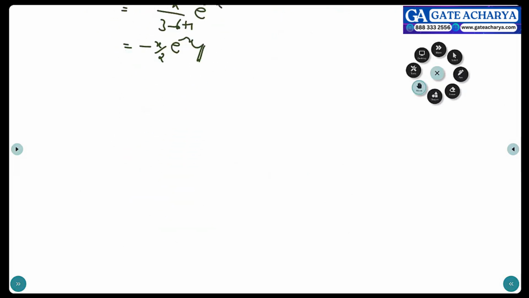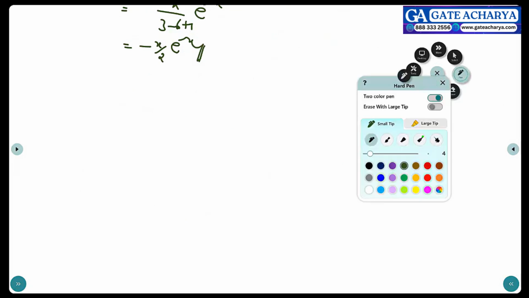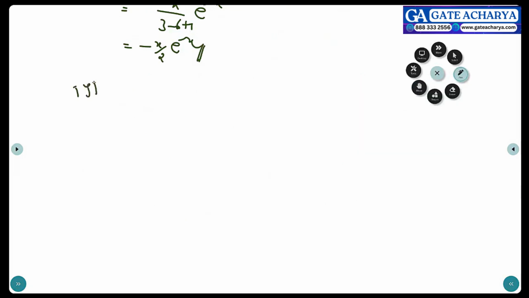It is a trigonometric form. First type is algebraic form, second is exponential form, third is trigonometric form. Trigonometric means sine, cos, tan and so on. Okay. So type 3: f of x is of the form sin mx or cos mx.